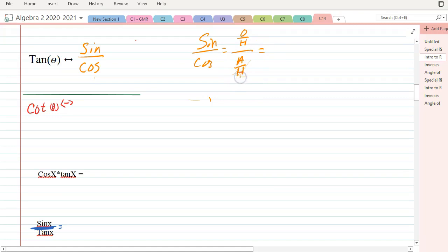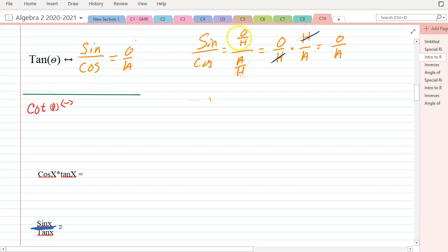Whenever I divide fractions, we invert and multiply. Now I can cross cancel, and that leaves me with O over A. Well, what is opposite over adjacent? We know opposite over adjacent is the same thing as tangent. So if they were to give you something, what is sine divided by cosine? You're going to go, I have no clue. But you probably don't. I don't blame you.